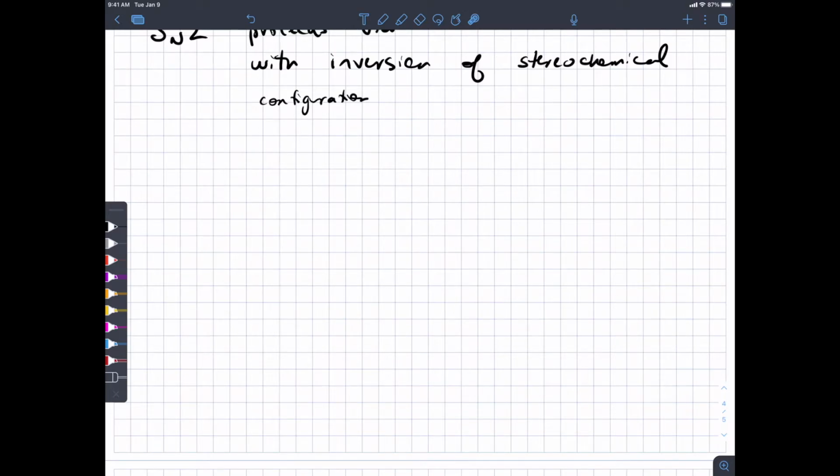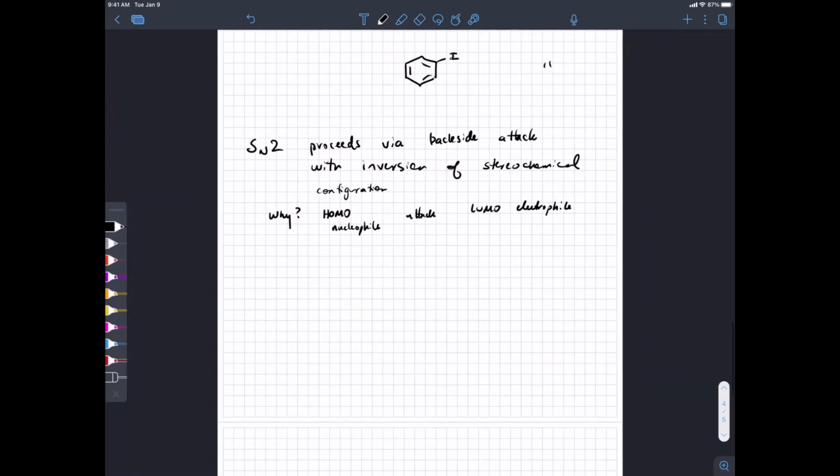So the why behind the substitution reaction has to do with, of course, thermodynamics. We're forming more stable bonds than we break. But also it has to do with the HOMO of the nucleophile attacking the LUMO of the electrophile. So we need to know for any given set of starting materials, what's the nucleophile, what is the HOMO of the nucleophile, and what's the LUMO of the electrophile.